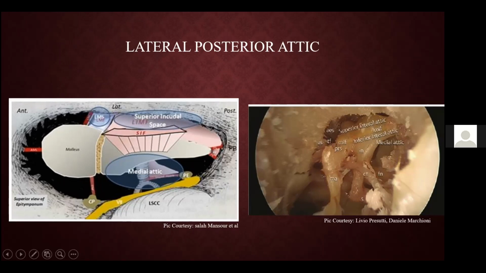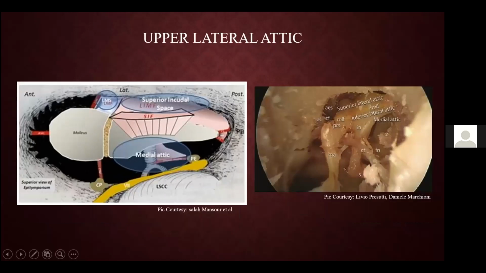So this was the fold attaching to the lateral wall, which is removed, dividing into superior and inferior part. So the part which will be above the lateral malleal fold will be the lateral malleal space, and above this will be the superior incudal space. And below this, the inferior lateral attic, which we'll study in the coming slides. So we have studied the upper lateral attic and the spaces.